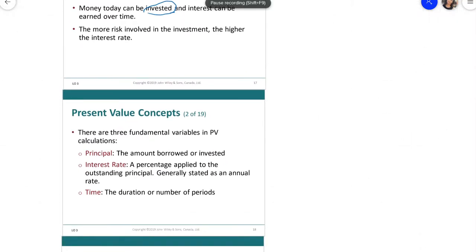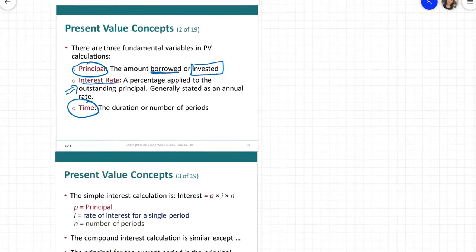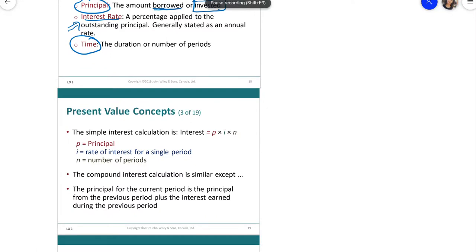There are three fundamental variables that you need in your present value. The principal is the amount you borrowed. If you're borrowing money, that's the money you borrowed. If you're investing it, that's the money you're investing into the market. The second is interest. If you borrowed it, of course, you're going to pay the interest to somebody. If you invested it, they're going to pay you the interest. Third, time is important: how long you're borrowing the money, or how long you're investing the money. If you were to use a simple interest calculation, it is principal times the interest times the n.